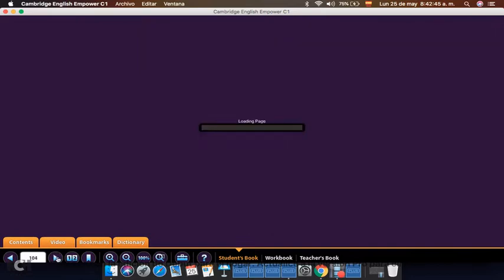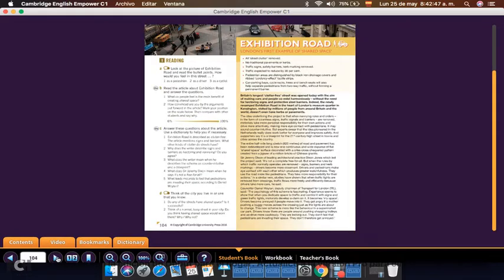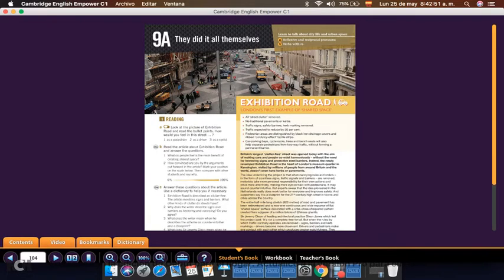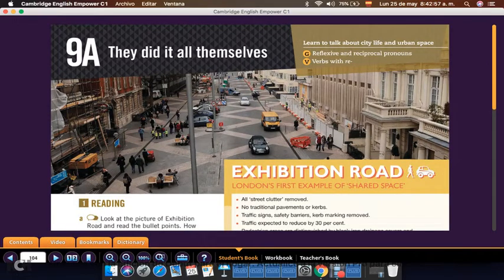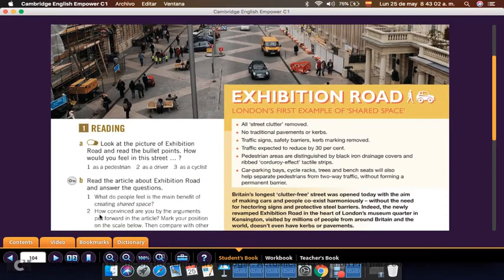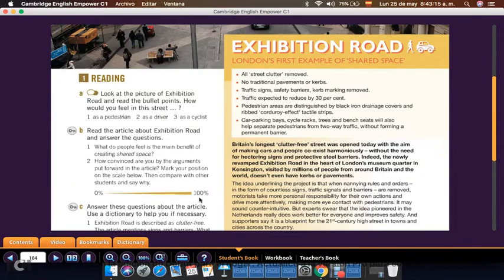On page 104, we've got a reading. Okay, you're also going to look at the picture right here. It says, "They did it all themselves." Okay, I'm going to focus a little bit on this picture right here. And then, how would you feel in this street? Okay, you're going to choose one of these three. As a pedestrian, how would you feel? As a driver? And how would you feel as a cyclist? Then read the article about Exhibition Road and answer the questions.